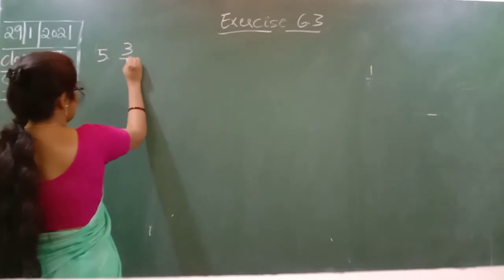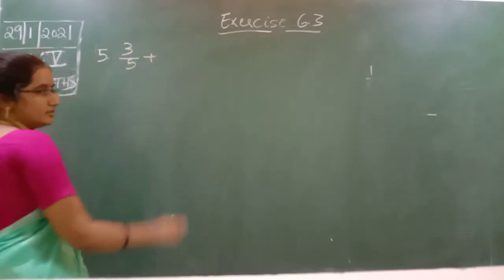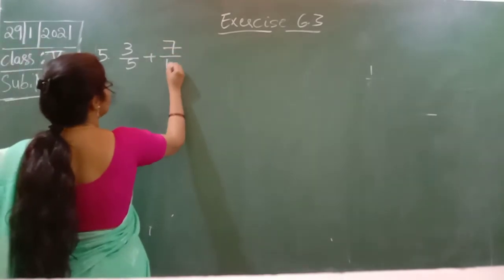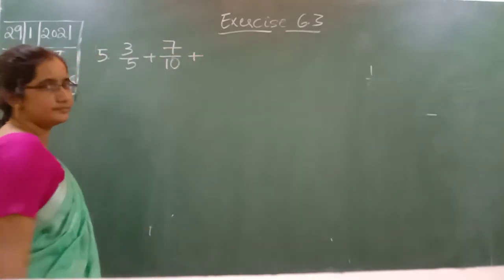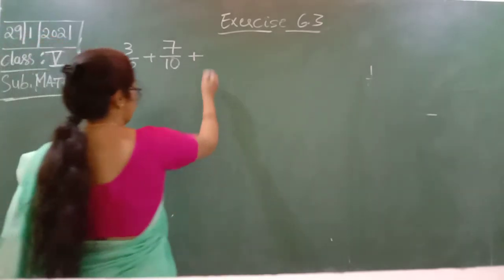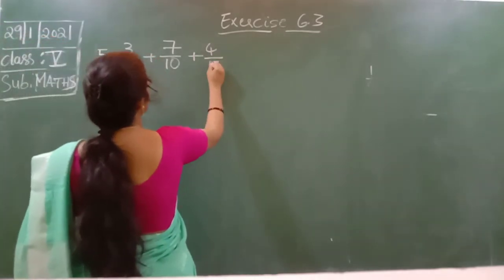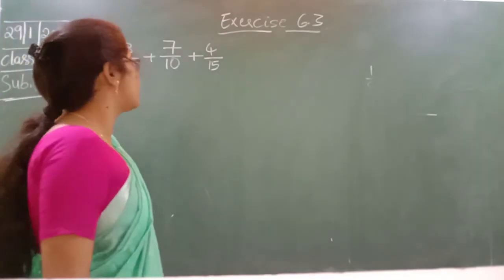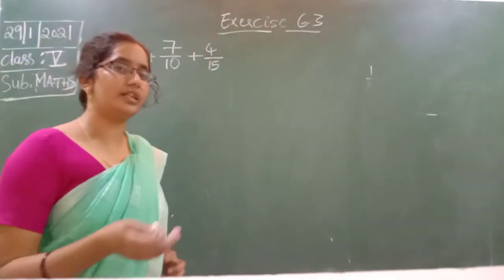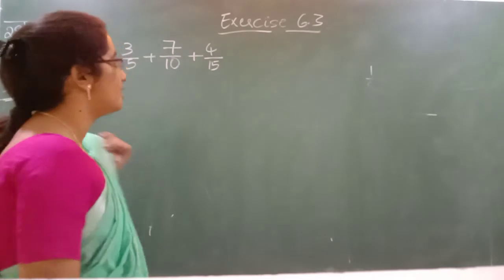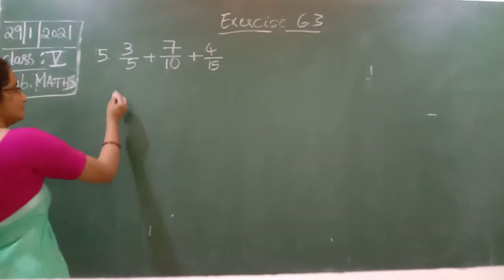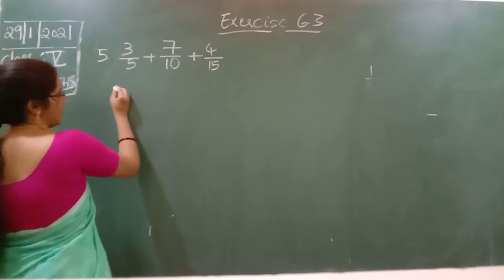3 by 5 plus 7 by 10 plus 4 by 15. Here, first, what do we have to do? First we have to convert them into like fractions. How will you convert them into like fractions? By taking the LCM of the denominators. They are unlike fractions.